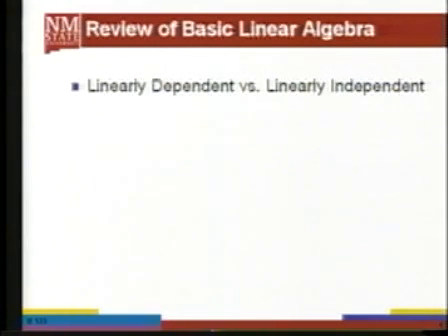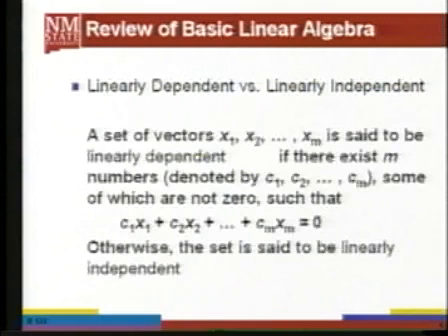Next is about linearly dependent and linearly independent. Like it says, a set of vectors x_i is said to be linearly dependent if there exist m numbers, some of which are not 0, which satisfy these linear equations. Otherwise, the set is said to be linearly independent. Okay?